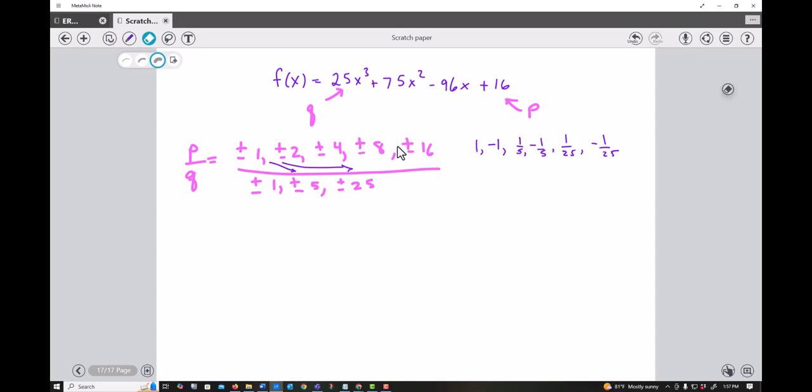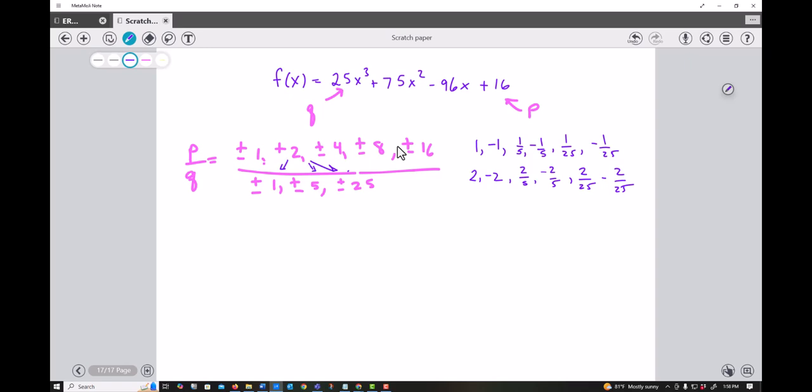Now I'm going to do the same thing with the 2's. So I'm going to have 2 and negative 2. I'm going to have 2 over 5 and negative 2 over 5. I'm going to have 2 over 25 and negative 2 over 25. Okay, so that was the 2's.